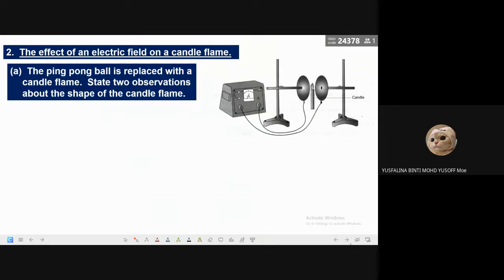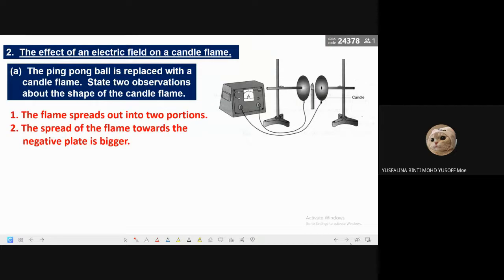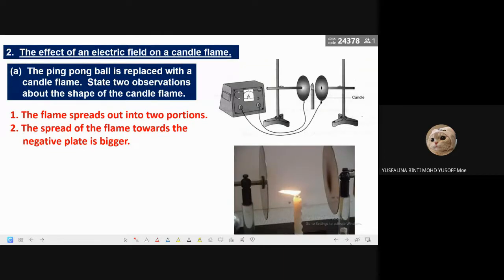For this part, what will happen to the electric field on the candle flame? For example, if I connect the two plates here, with the positive terminal and this one the negative terminal. Let's say this one is negative and this one is positive. So when it goes here, this one should be negative charge, and this one should be positive charge.